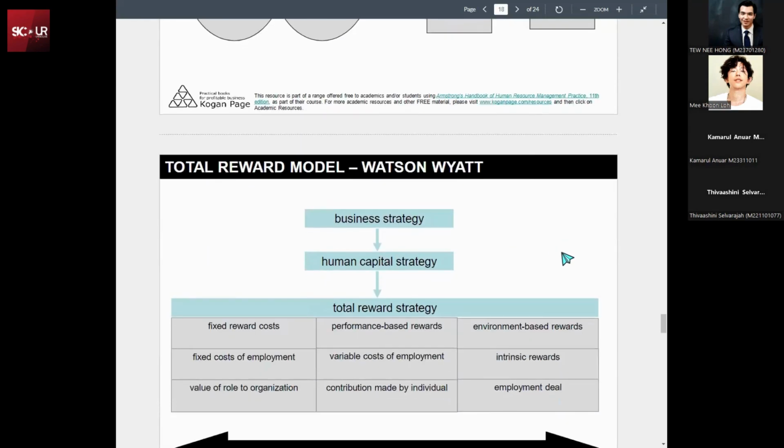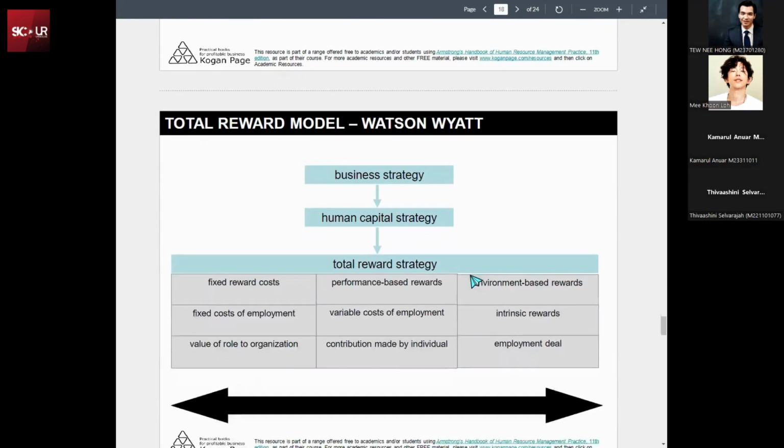And then another model is the Watson-Wyatt model. In the Watson-Wyatt model, they are more towards human capital strategy. Human capital is something that is related to performance management, or what I could say, the term in HR is talent management. Talent management, we are focused on that. So on total reward strategy in Watson-Wyatt, they have 3 quadrants: fixed reward cost, performance-based reward, or environmental-based reward.